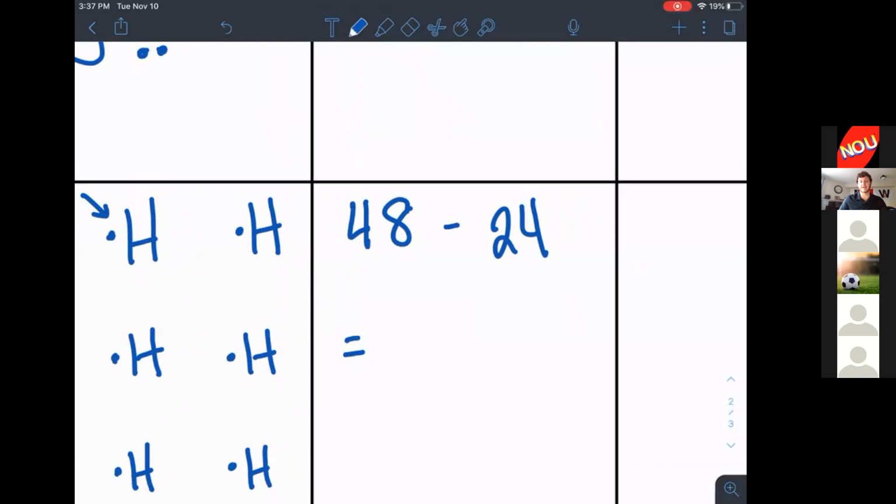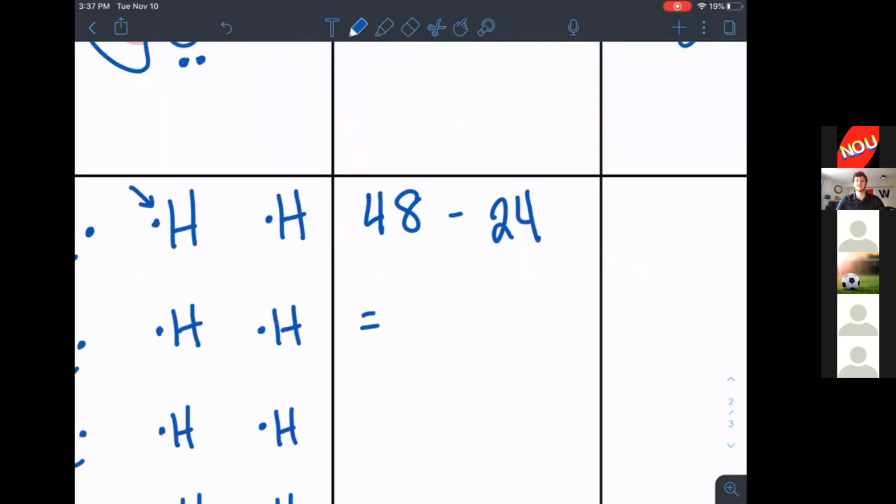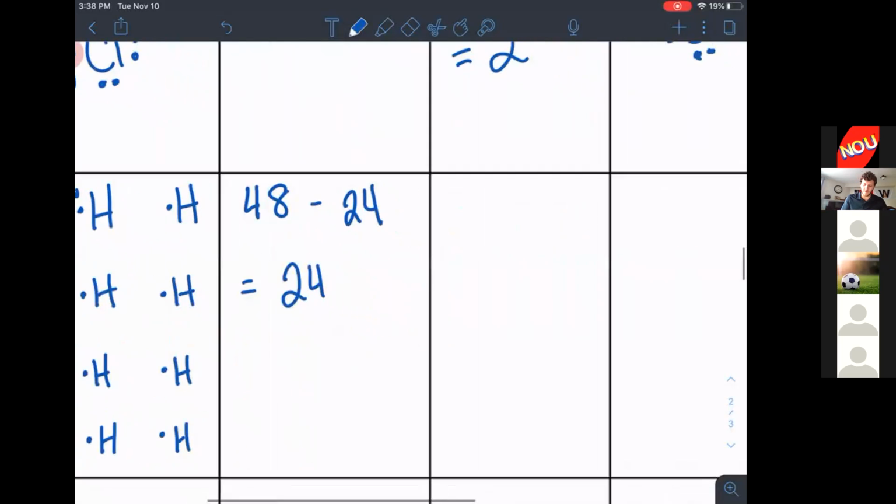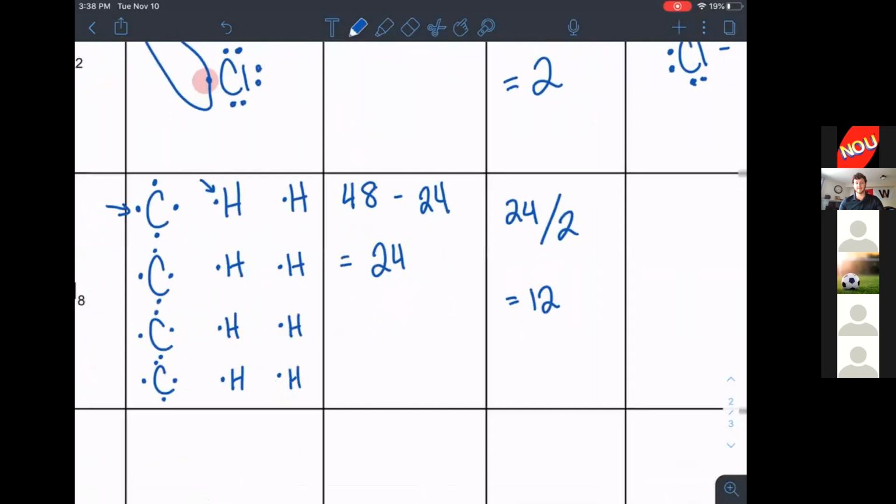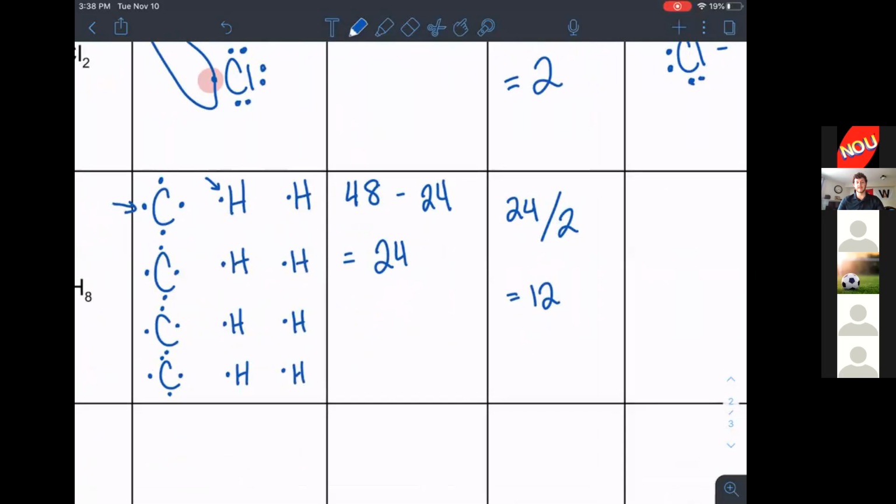So how many electrons do we need to share? 24 electrons have to be shared. And if 24 electrons are shared, and we need 2 electrons per bond, how many bonds are we going to form? 12. We're forming 12 bonds between all of those elements.